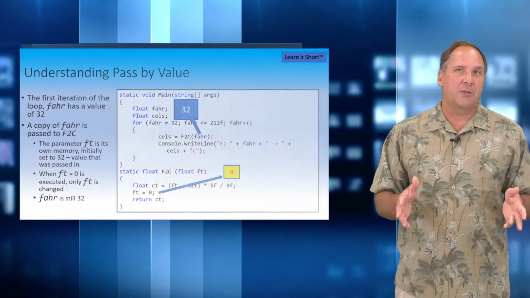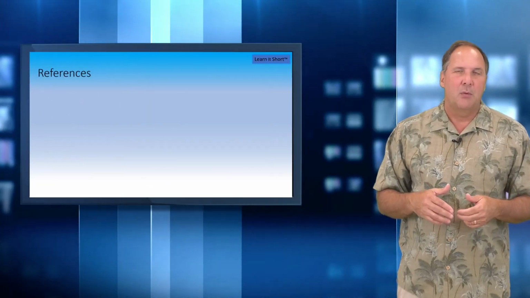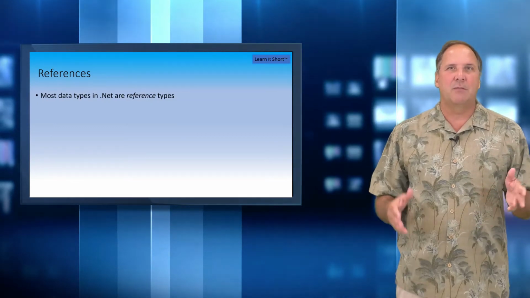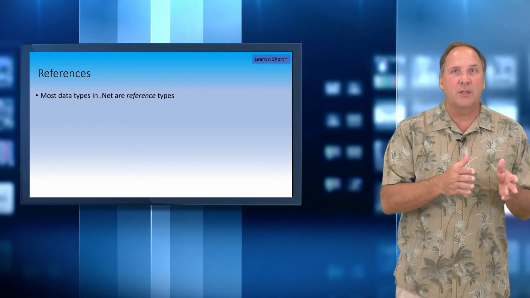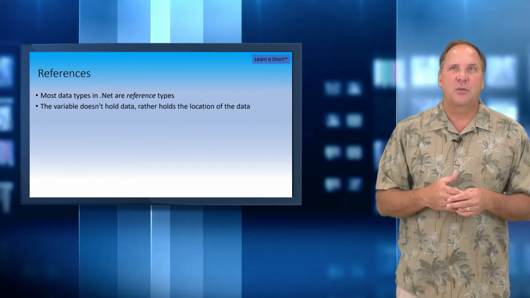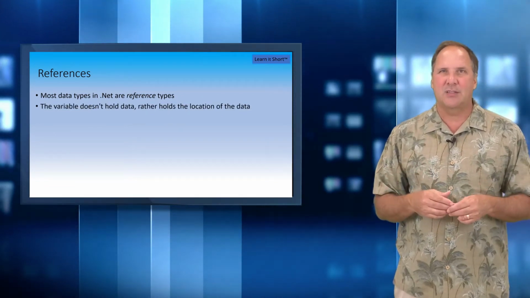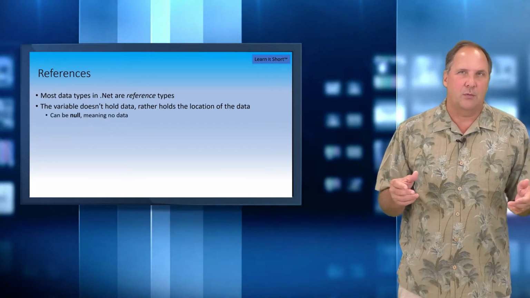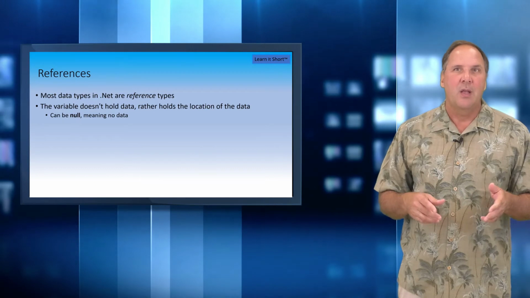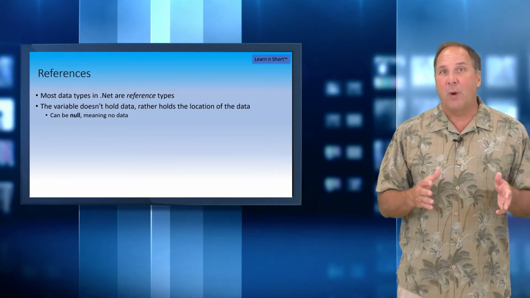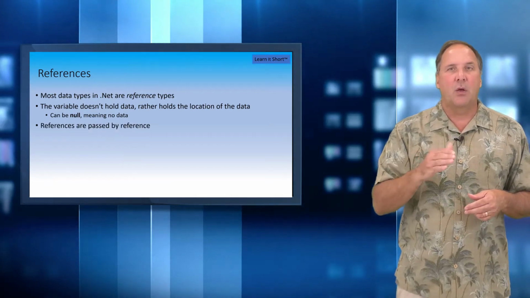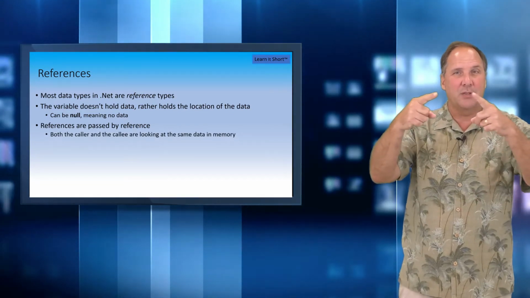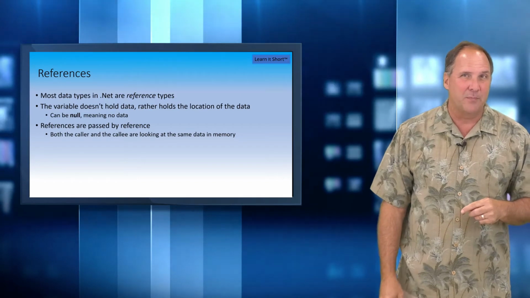While the primitive types are value types, most types in C# are reference types. That means that the variable is a reference or a pointer to the thing rather than the thing itself. That means that the variable can refer to nothing, or what we call null. When assigning or passing a reference to a method, the location is passed. Both variables are pointing to the same data in memory.